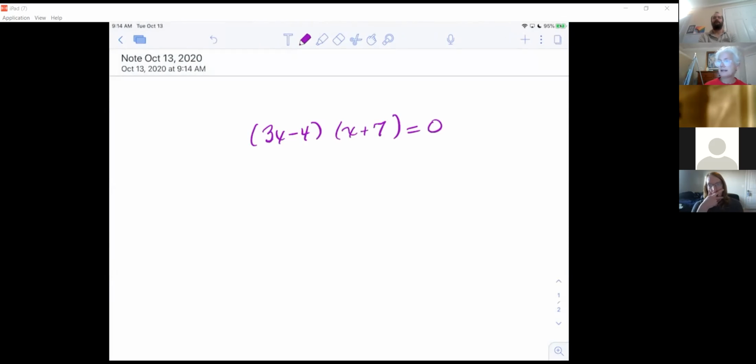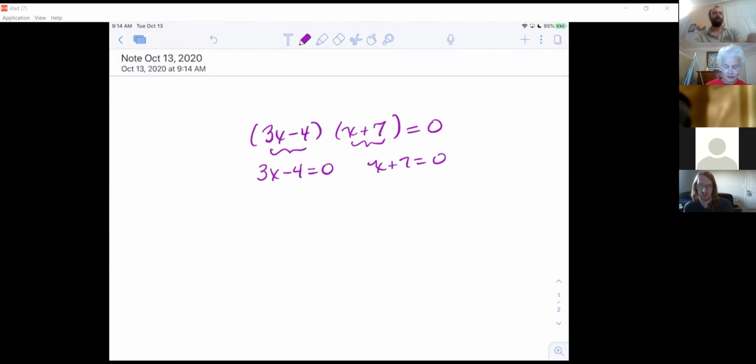Okay, so in this case, you would take 3x minus 4 and set that equal to 0, take x plus 7 and set that equal to 0, and solve both of those. Here you'd add 4 to both sides and get 3x equals 4, then divide both sides by 3, so x would equal 4 over 3. And here you would subtract 7 from both sides, so you get x equals negative 7.